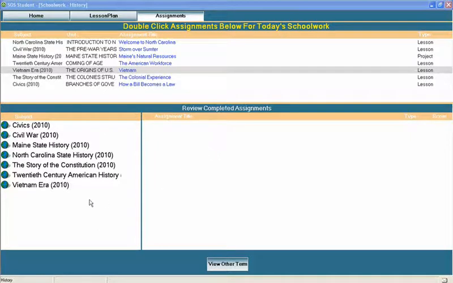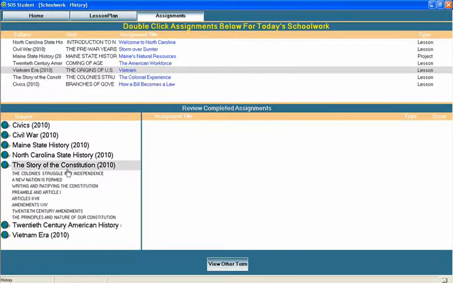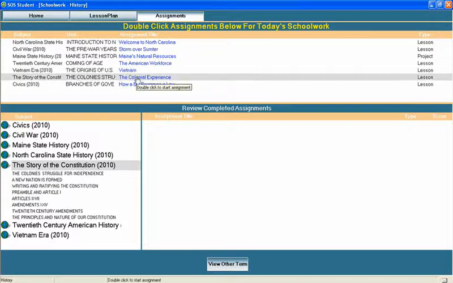Welcome to Switched On Schoolhouse Story of the Constitution. In this one-credit high school history elective, your student will study units that cover topics like the colony's struggle for independence, writing and ratifying the Constitution, the Preamble and Article 1, Amendments 1 through 15, the principles and nature of our Constitution, and much more. Now let's take a look at a Story of the Constitution lesson to see how concepts like these are covered.